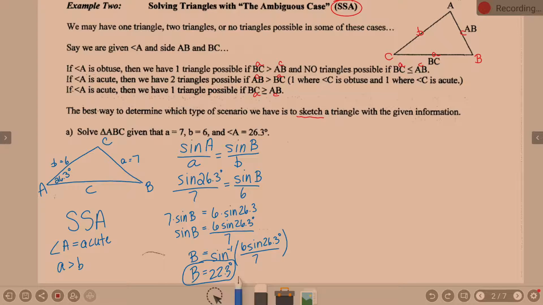We have our A's, we have our B's, we need to find our C's. We need to find angle C, we need to find side C. Which one can I find first? Or which one do I have to find first? What do we know? And how do we find angle C?